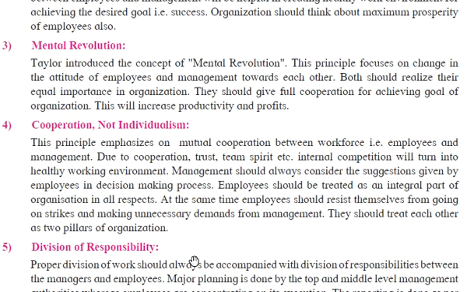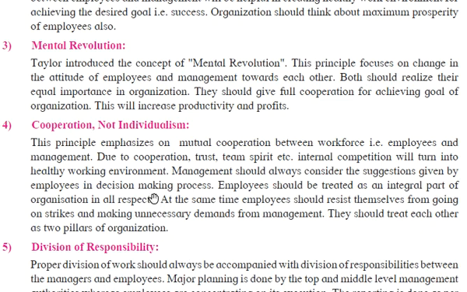On the other hand, management should provide fair remuneration to the employees, and it will boost their morale. So these are the things in mental revolution that should be taken care of by the manager.